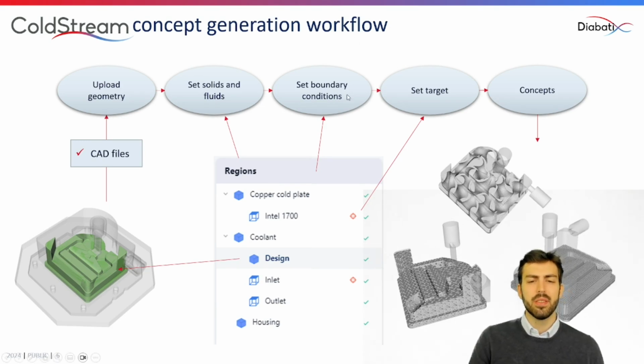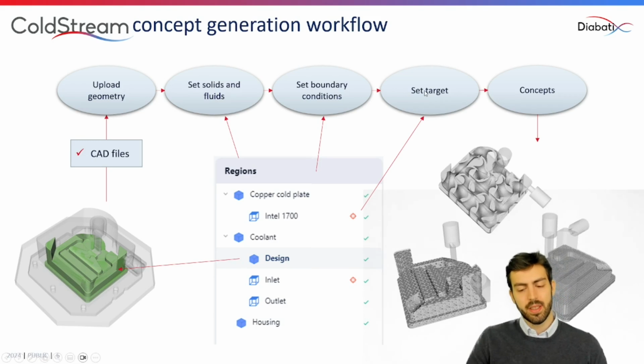Then you need to set your boundary conditions. Same thing as CFD. For example, here we have a CPU cooler, so we need to set a heated wall for the Intel chip. Or we need to set some pressure drop inlet conditions for the fluid domain. So for example, here we have some amount of flow in the fluid, so we need to set that as a boundary condition.